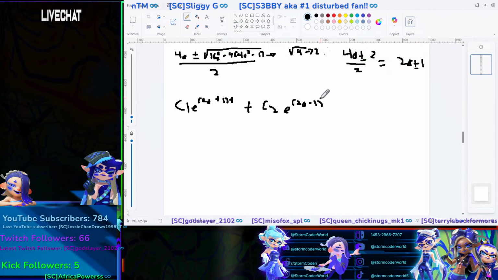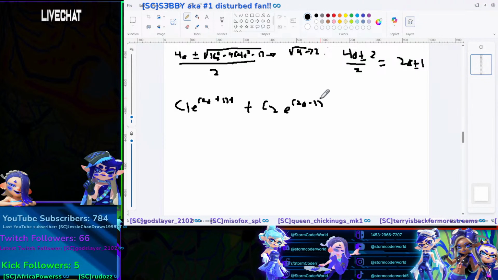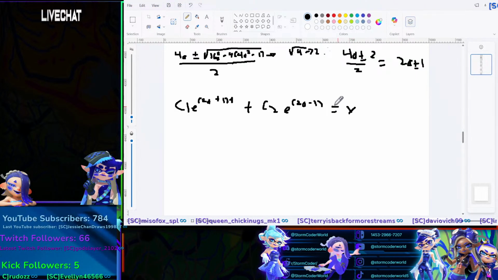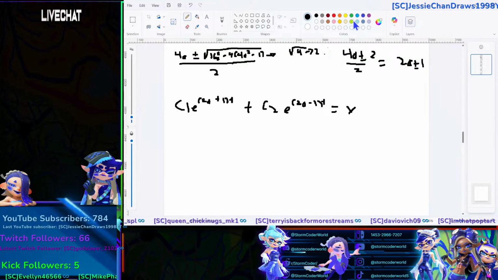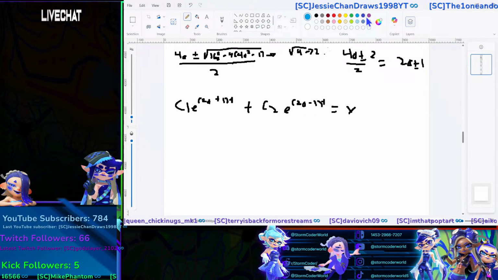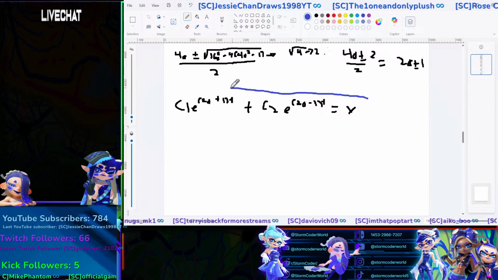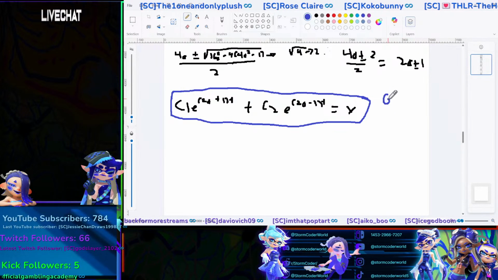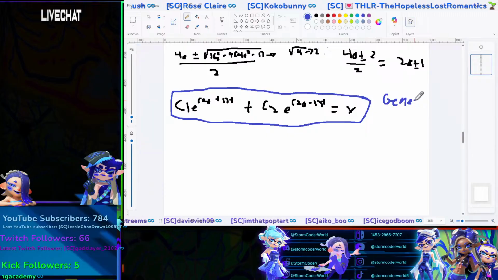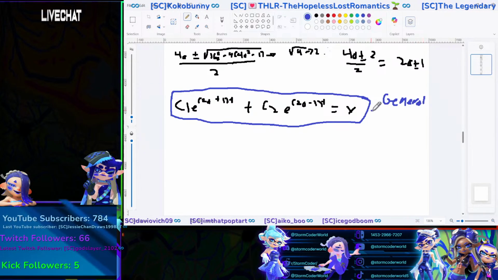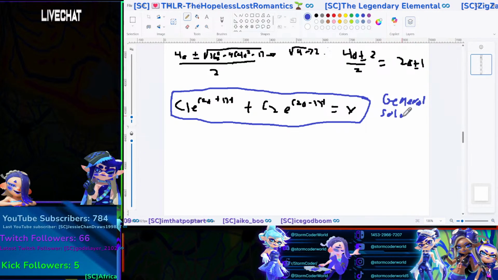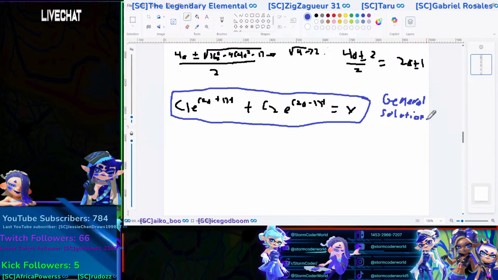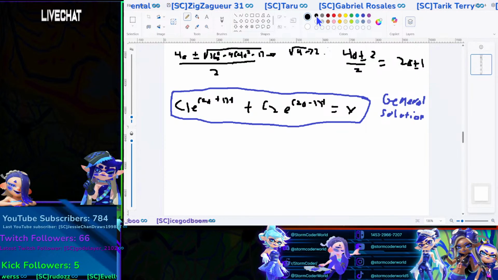Now, part B, this is my general solution. This is equal to y. Let's add a t here. My handwriting is not the best, but this is what the general solution would be. And even though my handwriting is bad, I can speak well enough to convey information.